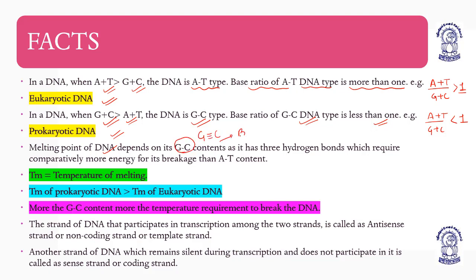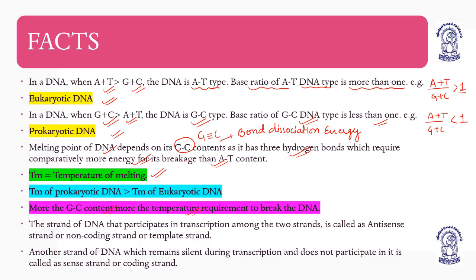So it needs high bond dissociation energy. If GC content is high, it means the bond dissociation energy will be more. Okay, 3 hydrogen bonds, which require comparatively more energy for their breakage than AT content. Tm is the temperature of melting. The more the GC content, the more temperature is required to break the DNA.